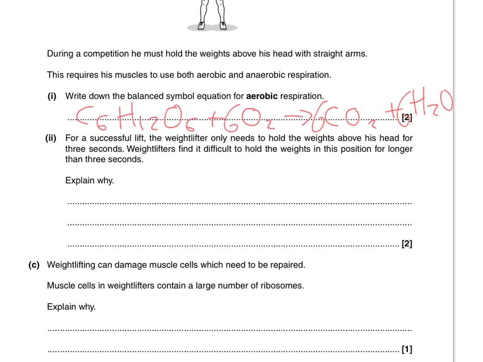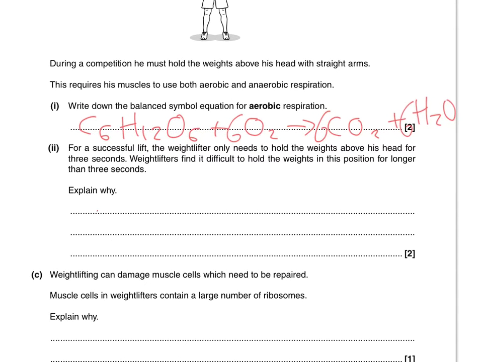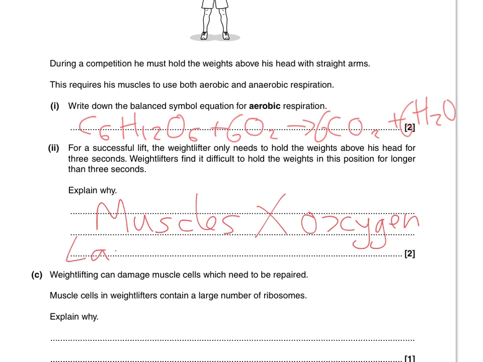So our first point is going to be the idea that the muscles are not going to get enough oxygen, so not enough oxygen. Okay, so they're not getting enough oxygen, so what's going to happen? We're going to have anaerobic respiration happening. What builds up when we have anaerobic respiration? Then obviously we have lactic acid build up, and that's our second mark. Okay, so muscles, not enough oxygen, and it causes a lactic acid build-up in those muscles, which can obviously cause muscle fatigue and muscle pain, and so they're not going to be able to lift for as long.